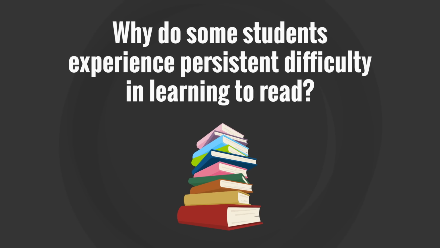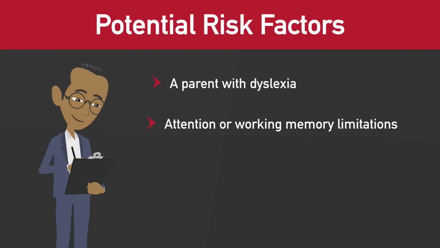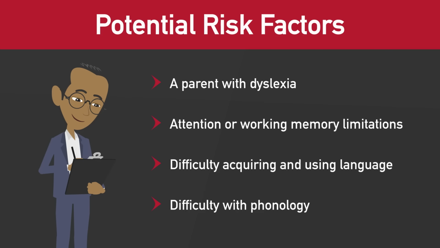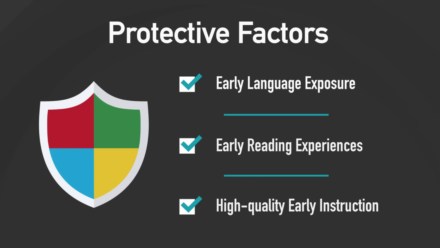Why do some students experience persistent difficulty in learning to read? The development of reading ability is influenced by a variety of factors: genetic, neural, cognitive, and environmental. All of these factors can influence the expression of dyslexia. This means that for an individual child, there may be risk factors that increase the likelihood of reading difficulty. These risk factors could include a parent with dyslexia, attention or working memory limitations, difficulty acquiring and using language, or difficulty with phonology.